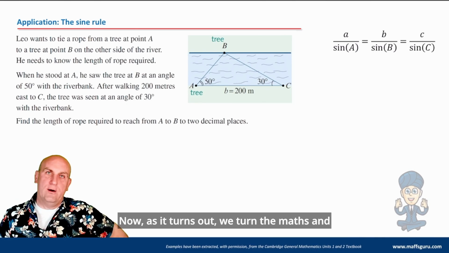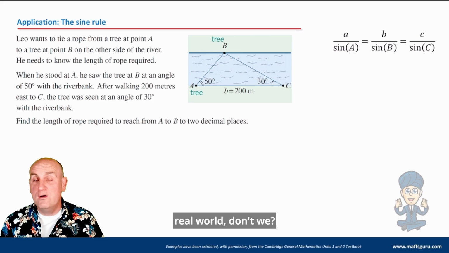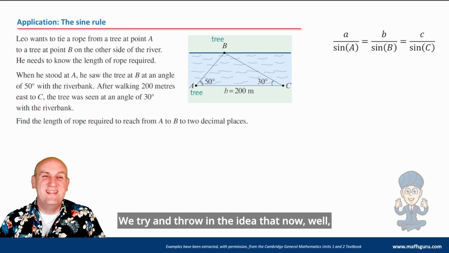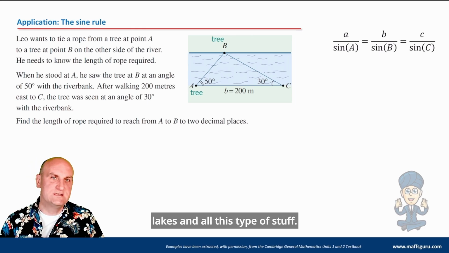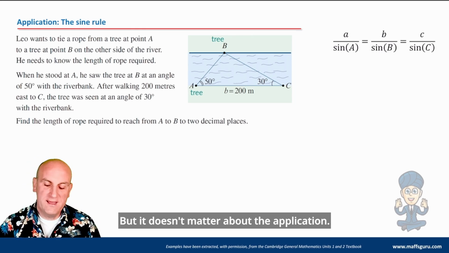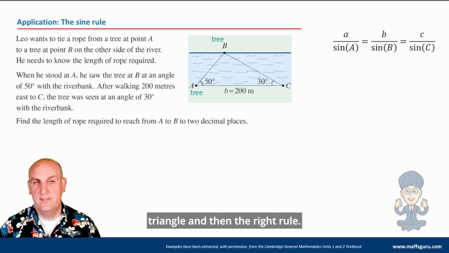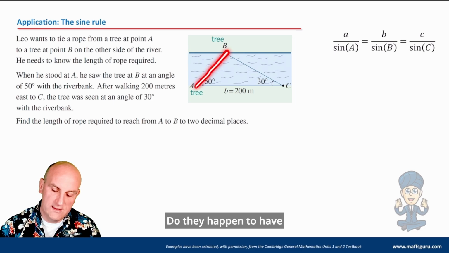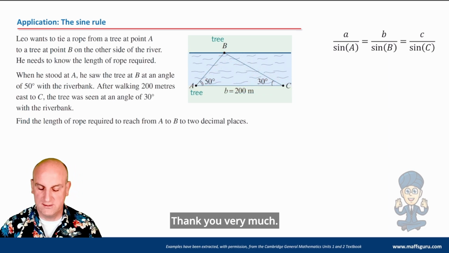Now, as it turns out, we turn the maths and we try and make it a little bit more like real world, don't we? We try and throw in the idea that now, well, we've got trees and we've got rivers and lakes and all this type of stuff. But it doesn't matter about the application. In many cases, what we're looking for is a triangle and then the right rule. So here we go. Do they happen to have already drawn a triangle in here? They have. Thank you very much.